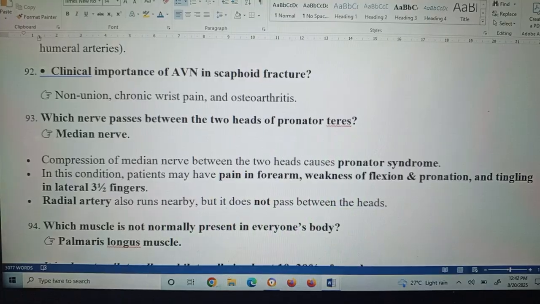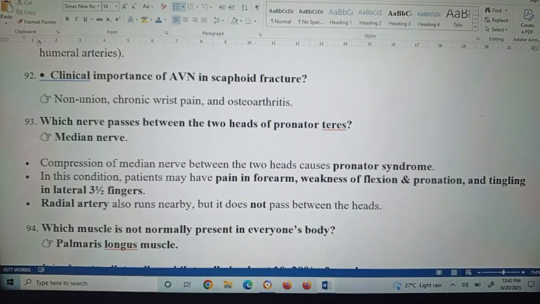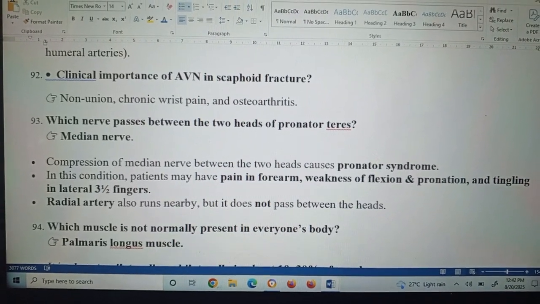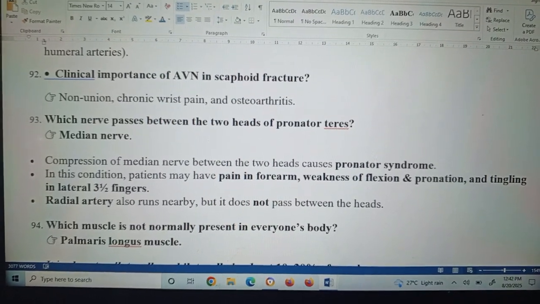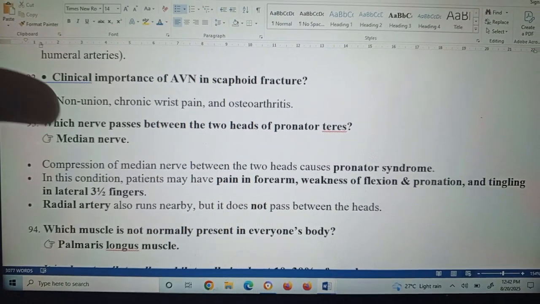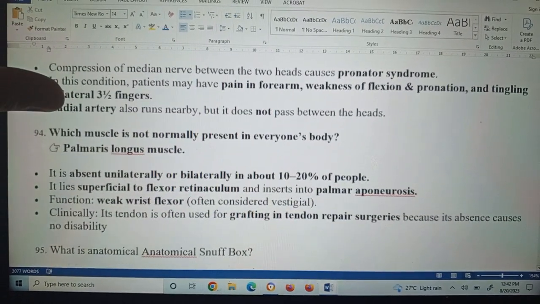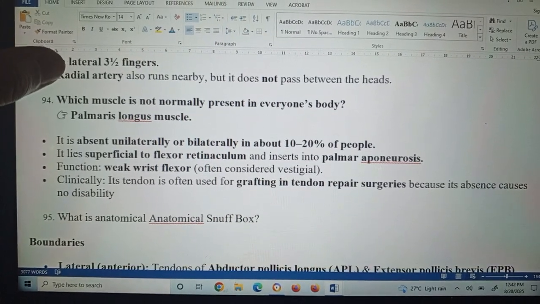Between the two heads of the pronator teres, the median nerve passes, and if there is compression of the median nerve, what is going to happen? There will be pronator syndrome. And what happens in this condition? There will be pain in the forearm, weakness of flexion and pronation, and tingling in the lateral 3.5 fingers. The radial artery also runs nearby, but it does not pass between the heads, so the symptoms related to the radial artery will remain intact.